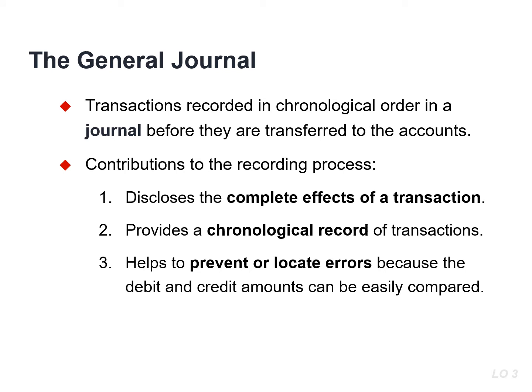Transactions are initially recorded in chronological order in a journal before they are transferred to the accounts. For each transaction, the journal shows the debit and credit effects on specific accounts. Companies may use various kinds of journals, but every company has at least the most basic form of a journal, a general journal. The journal makes three significant contributions to the recording process.